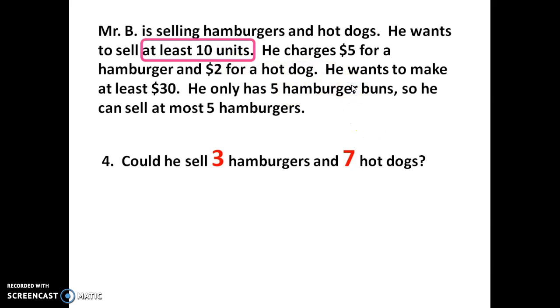Well, this is at least 10 units. 3 plus 7 is 10. Is he going to make at least $30? Well, 3 times the $5 is 15, and 7 times 2 is 14. 15 plus 14 is 29. So this won't make him enough money.